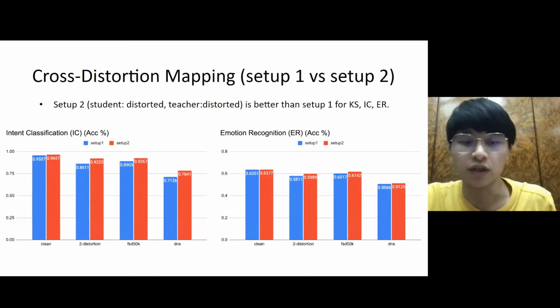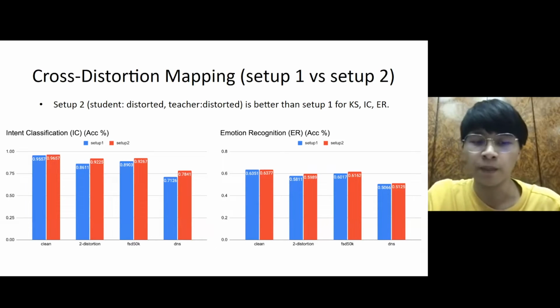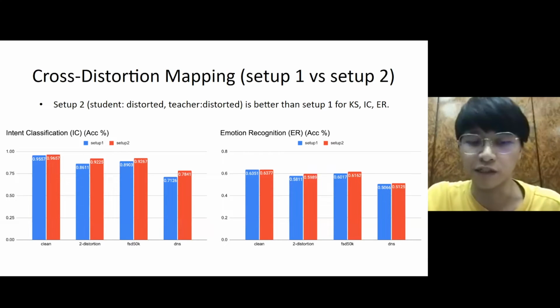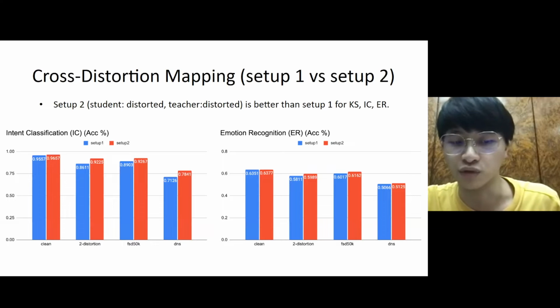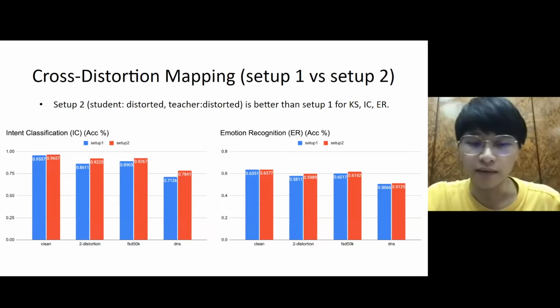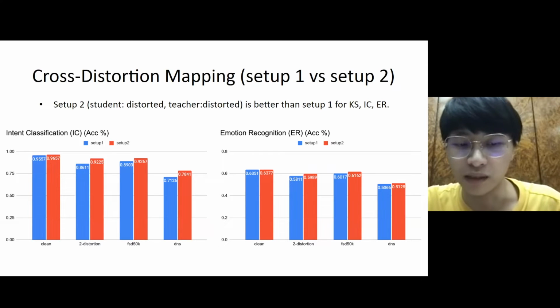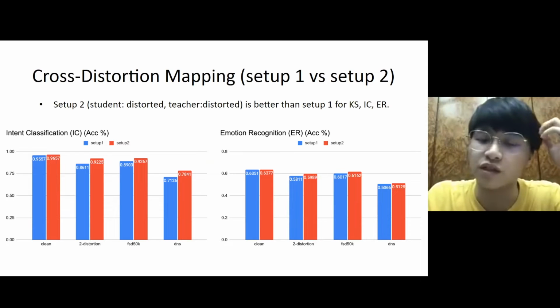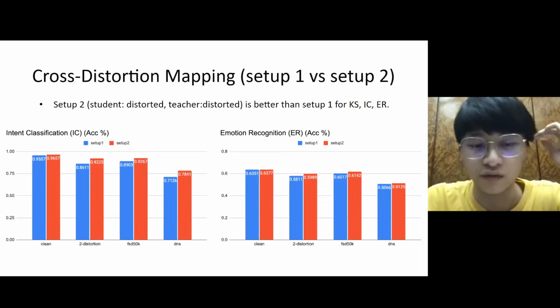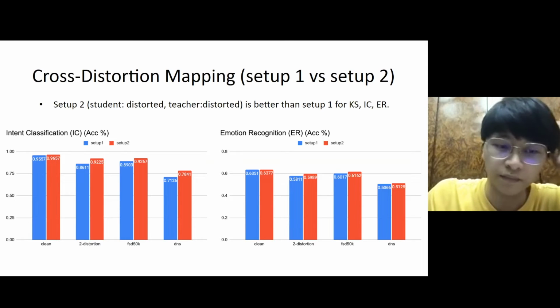And these are the results for cross-distortion mapping under setup 2 for identification and emotion recognition. For the second setup, both the teacher model and student model take distorted speech as input. And we observed that for speech tasks such as identification and emotion recognition, this setup yields better performance than the previous setup 1. This indicates that learning representations of the same speech utterance, but with different distortions, improves the generalizability of the student models even more. And we also find similar results for keyword spotting. Next page.